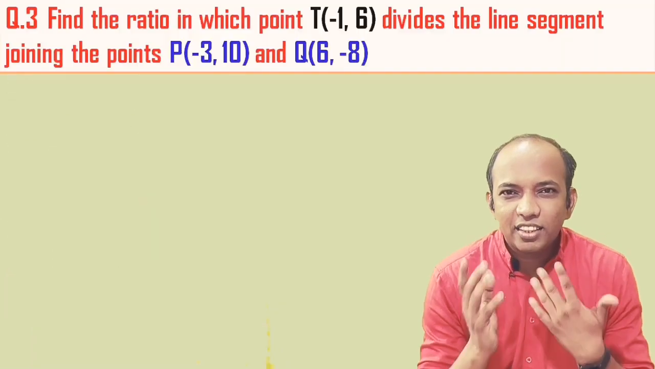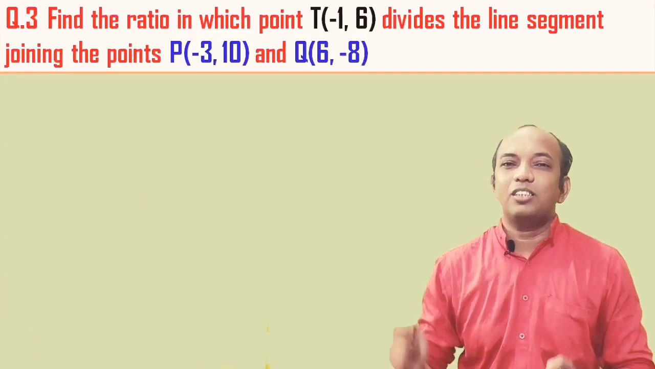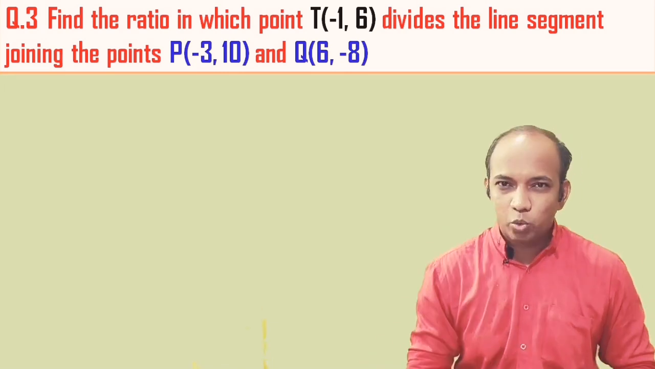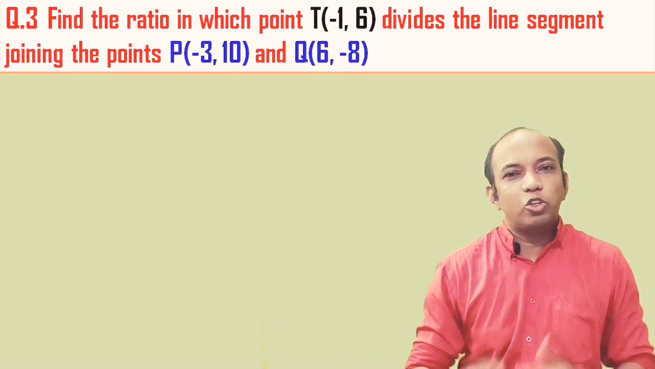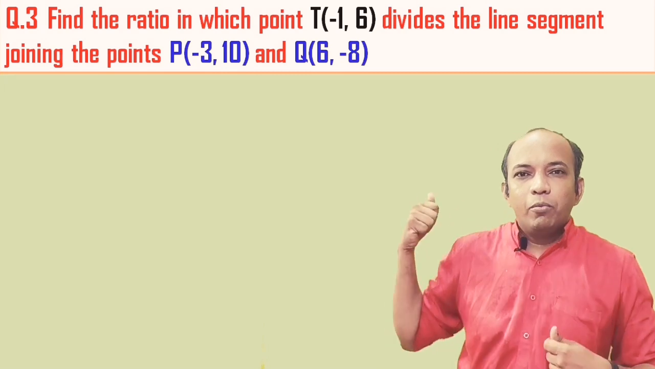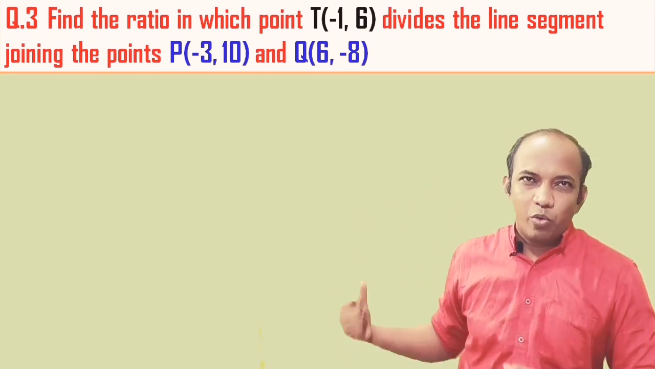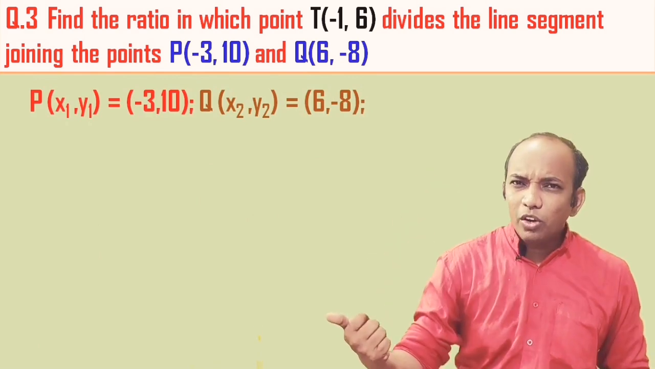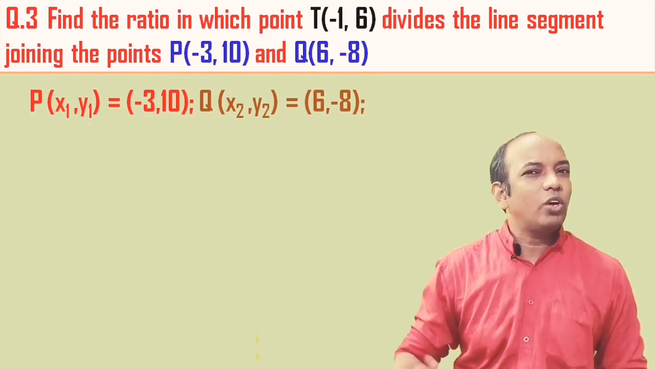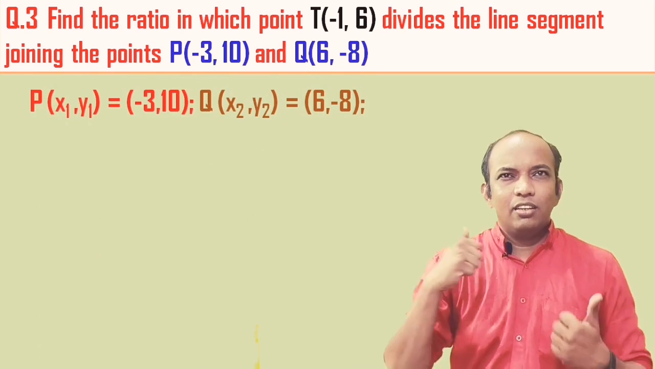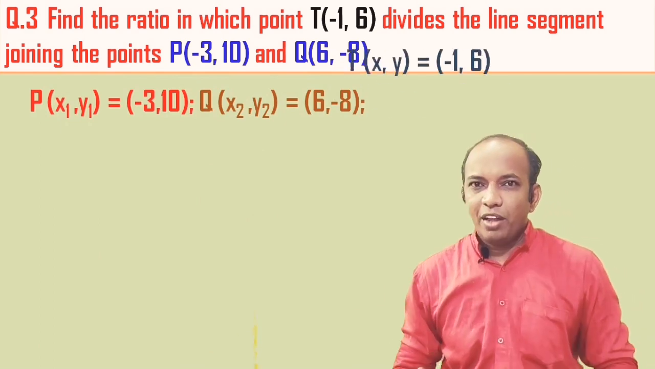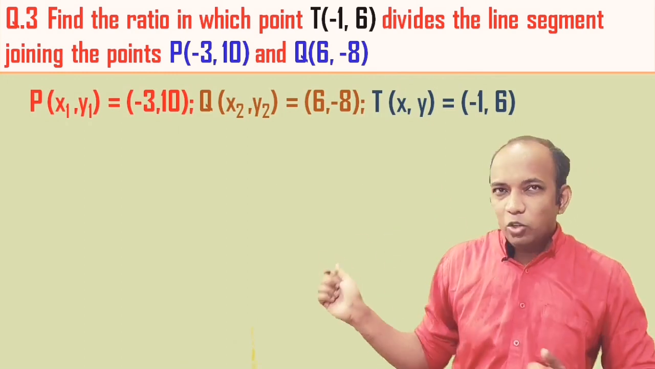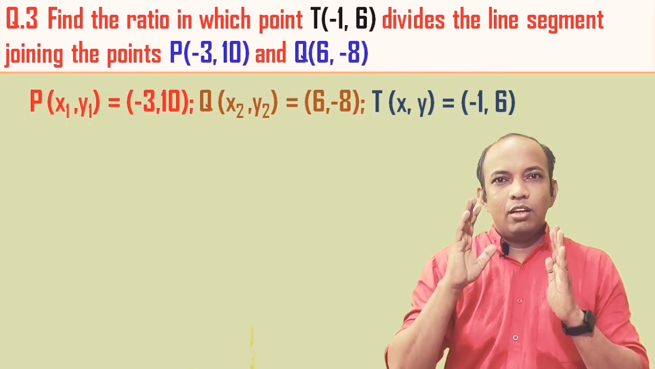So boys and girls, here we go with the third question on the board. The question says point T is dividing seg PQ in the ratio m is to n, and that ratio is missing. We need to find that ratio. P is nothing but x1 y1, the values are negative 3 and 10. Q is x2 y2 and the values are 6 and negative 8. For T it is xy, why xy? Because T is dividing seg PQ, right? The values are negative 1 and 6.